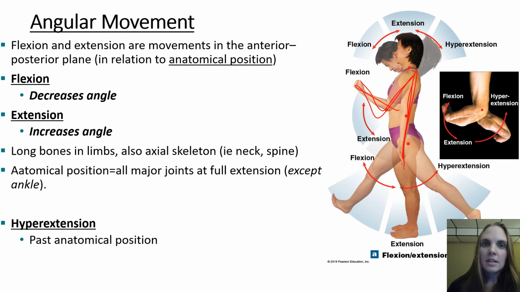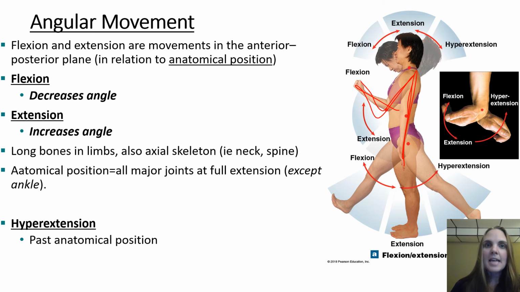The long bones in the limbs are where we see this, and also in the axial skeleton within the neck. So flexion and extension of the neck, as well as we can have flexion of the spine. Think about bending down and touching your toes. When we're standing in anatomical position, all our major joints at that point are at full extension, except for your ankle. That's the one exception.